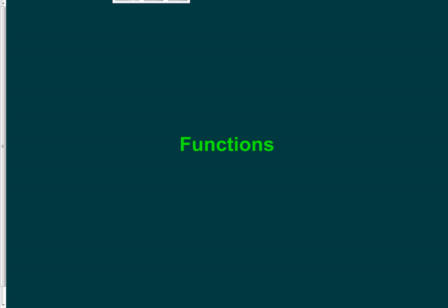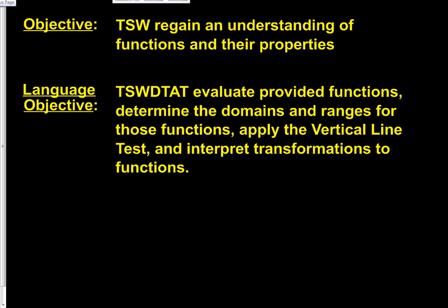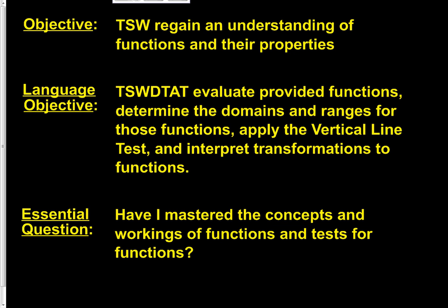Okay, calculus students, a quick rundown of the notes from today. Today was the final of the prerequisite sections that we are doing in this little prerequisite chapter, and today's discussion is all about functions. Our objective for the day is to regain an understanding of functions and their properties. The way we're going to do that is we're going to demonstrate the ability to evaluate provided functions, determine the domains and ranges for those functions, apply the vertical line test, and interpret transformations to those functions.